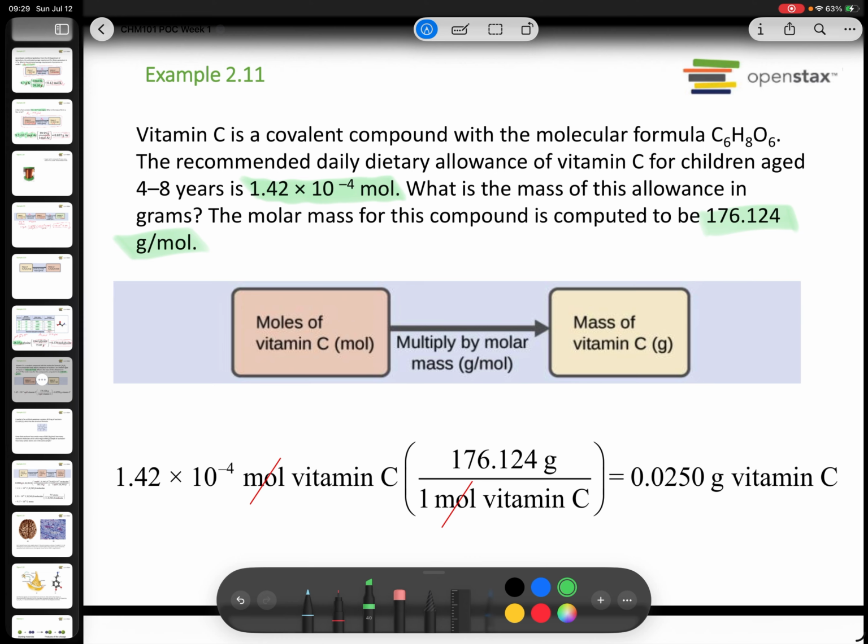Then, to compute or to convert yung moles sa grams, okay, we multiply it by the molar mass ng ating vitamin C. Therefore, ang given natin ito, 1.42 times 10 to the negative 4 moles of vitamin C times its molar mass, which is 176.124 grams of vitamin C per 1 mole of vitamin C. So, dapat ang makuha natin is 0.0250 grams vitamin C. So, yan ang prescribed daily dietary allowance ng vitamin C for children age 4 to 8 years old. Okay? So, ganun lang siya simple.